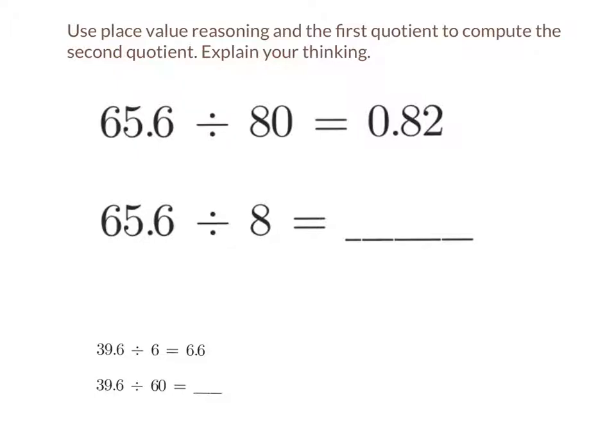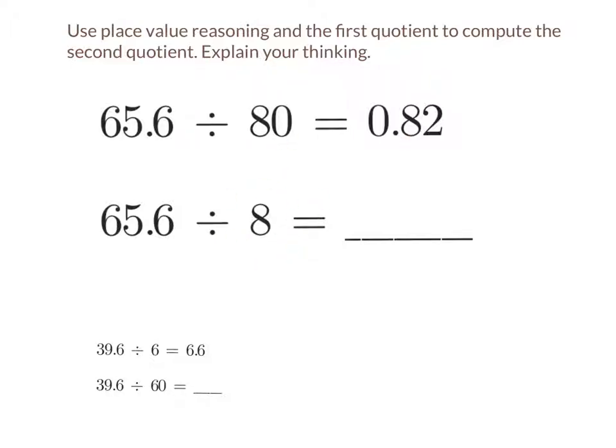Now, looking at these two problems, we can see they have a lot of things in common, right? Are the wholes the same? Yes. Both of the wholes are 65 and 6/10. And are the divisors the same? No. How are the divisors different? The first one seems like it's 10 times bigger than the second one. So will the quotients be the same? No. Which quotient will be bigger, the first one or the second one? The second one will be bigger because we are dividing by fewer people or fewer things. In fact, how many times bigger will it be? 10 times bigger, because this number is 10 times smaller than this number.